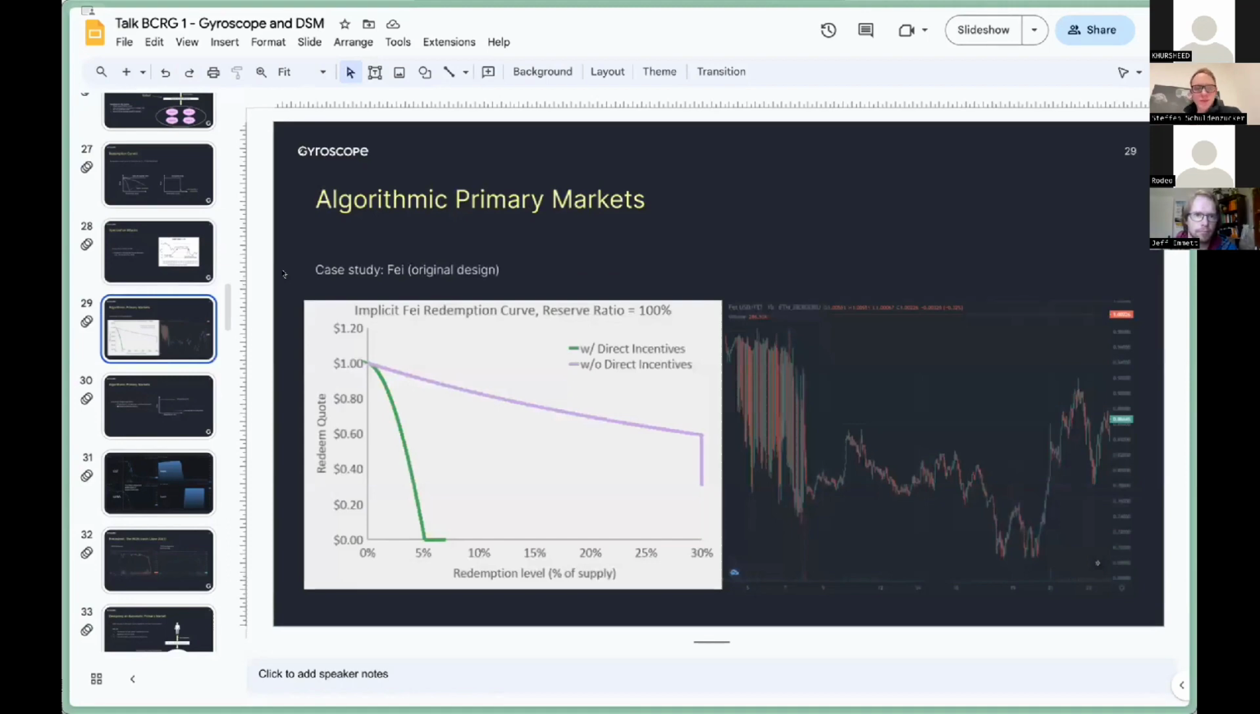Another case study I want to think about is Pay, for example. Pay had this design with direct incentives, which essentially meant that because people redeem, the price is being dropped. But what this means is, of course, that you have a redemption curve that curves downwards very, very quickly. And that, in my opinion, led to more volatility than could have been there. There could have been a better design.